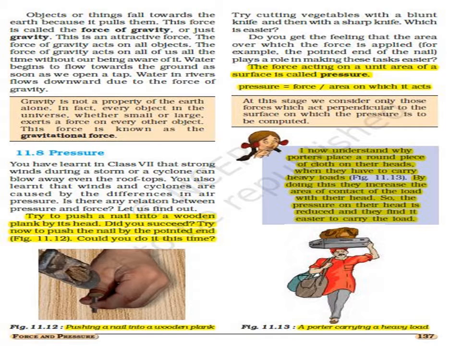Also you can see that porters place a round piece of cloth on their heads before carrying heavy loads, because this increases the area of contact. Area of contact means the surface area, and since the area increases, in turn the pressure decreases, and so they can easily carry the heavy load on their head.